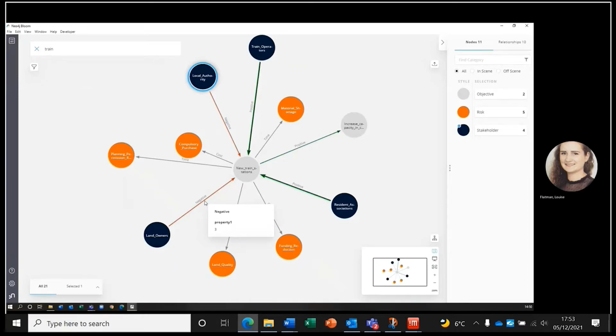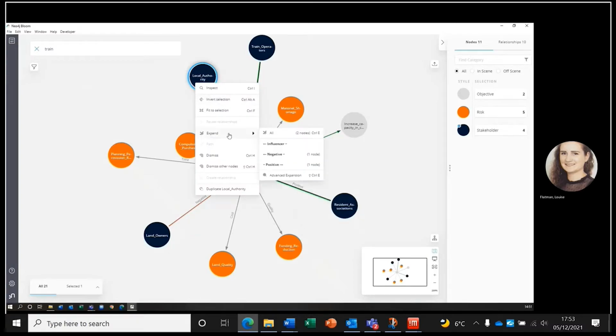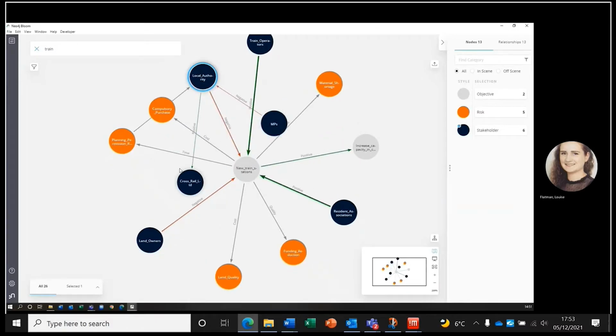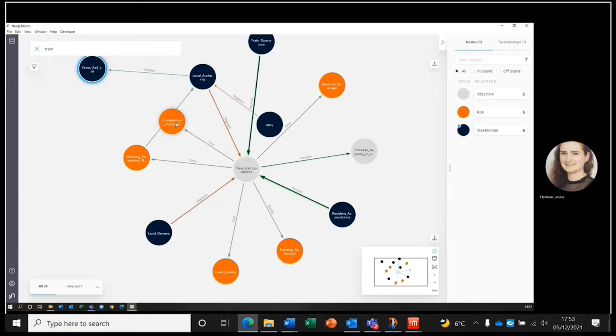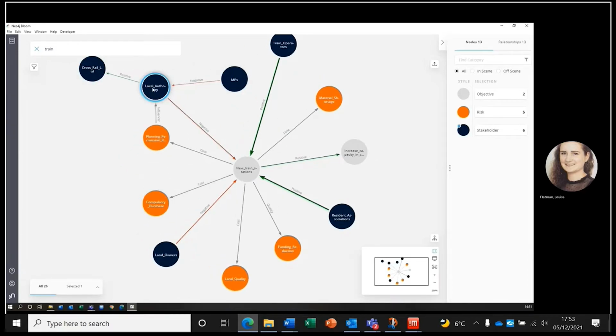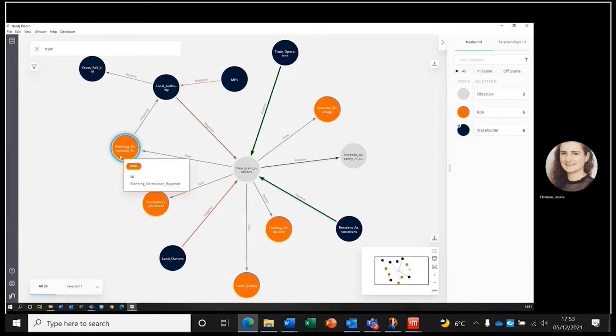And then these connections are color coded based on whether they're negative or positive, and the weighting of them is the strength of that relationship. So let's expand on local authority, because that's where we think maybe our planning issue is. And straight away you can see there's a triangular connection here. So our time risk related to planning can actually be linked with the local authority.